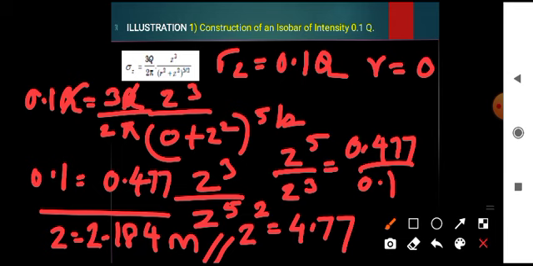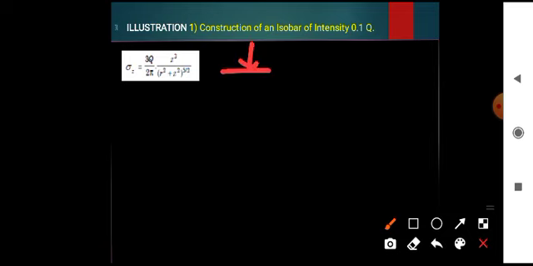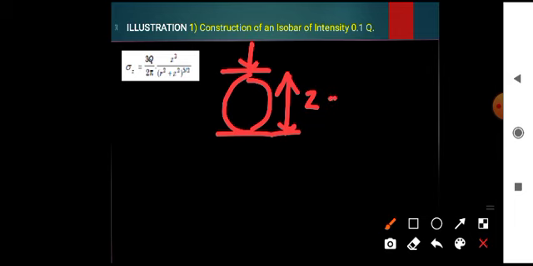Let us mark this. Now what we have to do in the last stage: we have identified the boundary of our isobar. That is, z is fixed here at 2.184, beyond which the isobar will not cross. So we have to calculate now the various radial distances.